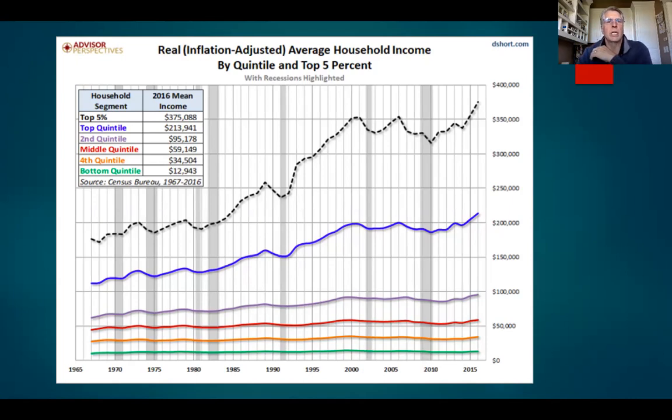And of course, in 2016, if you look at that chart up there, the mean income in the top quintile, which means the average, was 213,000. So if you're in the top 20% of households and you're looking at the average income for the top 20% of households, it'd be right around 213,000, 214,000. Now this is before taxes or redistribution, right? This is before taxes or redistribution.